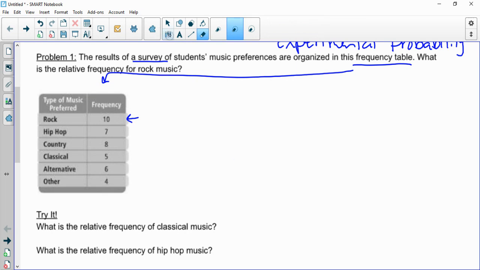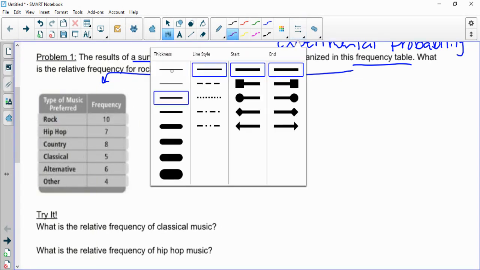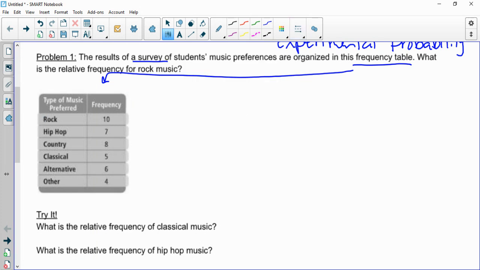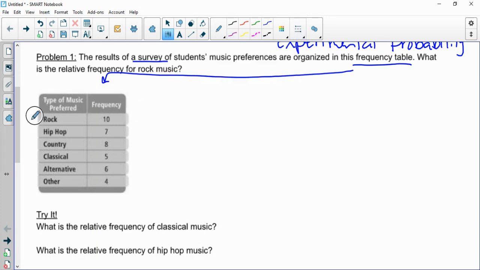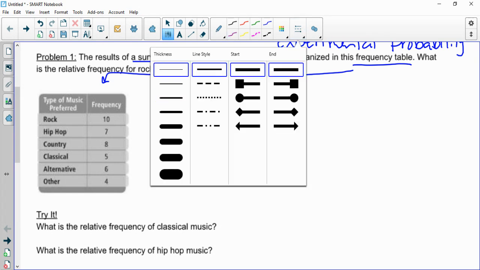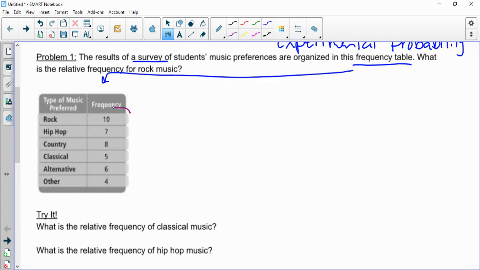Since our first question is about rock music, all you have to do is find the rock music number, which is 10. What is going on? My pen is not staying a pen, guys. It keeps turning into an eraser. Here we go, 10. And then it needs to be out of the total.